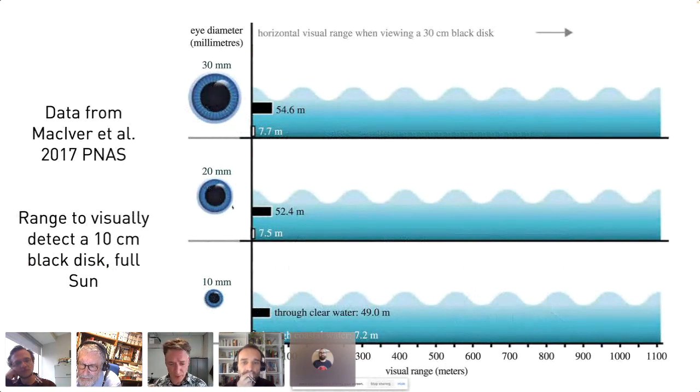And now we look at two different water types. This water is super clear. This is like a super clear sample. And in fact, the range we have here, 49 meters, is very close to what you get if you compute this whole thing in absolutely clear water with absolutely no pollution in it. But it's close to 49 meters. And look what happens as you increase eye size. Basically nothing. You go from 49 to 54. And in more realistic water, coastal waters around coastlines, and fresh waters are considerably often lower than this, you go from 7.2 meters to 7.7 meters.